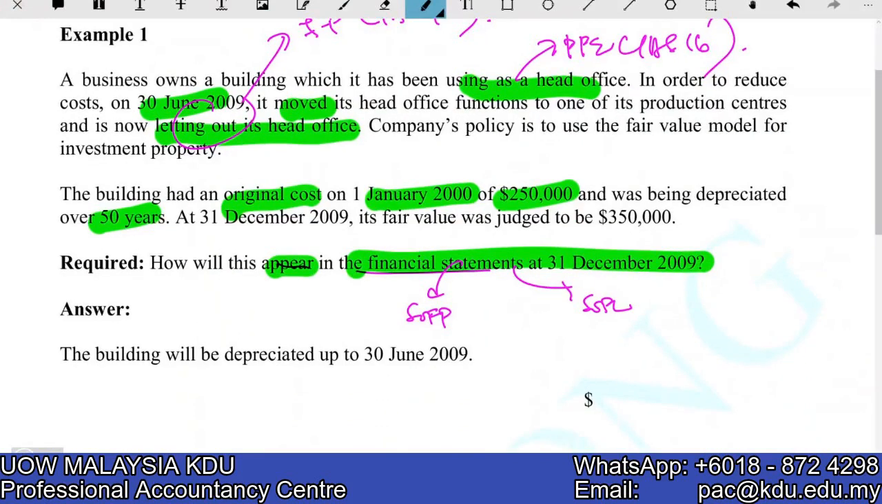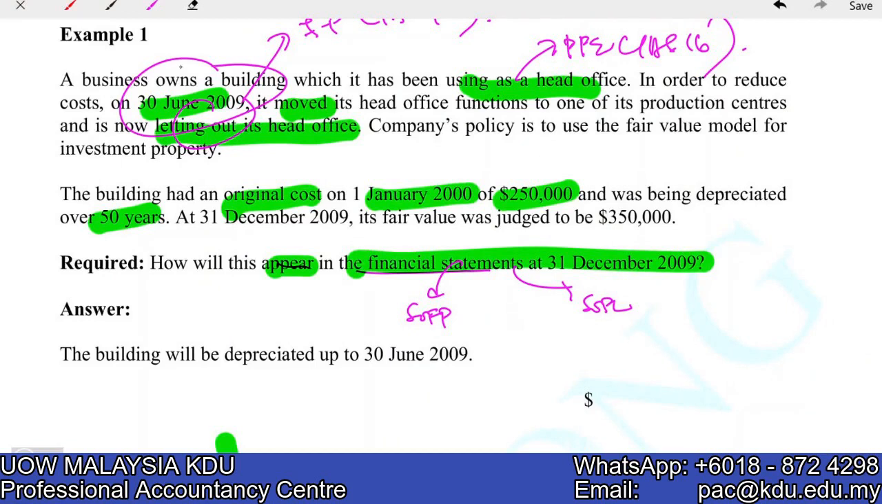So now, what do I need to find? Since it's 16 to 40, I need to find what is the carrying value as at what date? I want the carrying value as at the date of change. When is the date of change? 30th June 09. So I need to calculate what is the carrying value as at 30th June 09. How to calculate carrying value? IAS 16. Carrying value? Cost minus accumulated depreciation. Is that right? So what should be your carrying value?